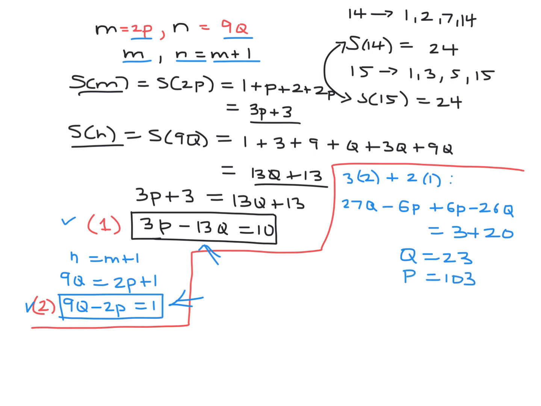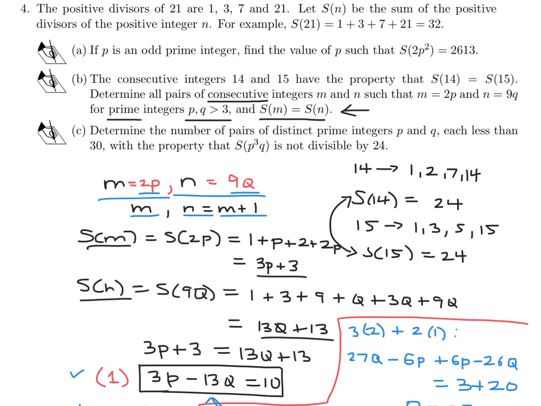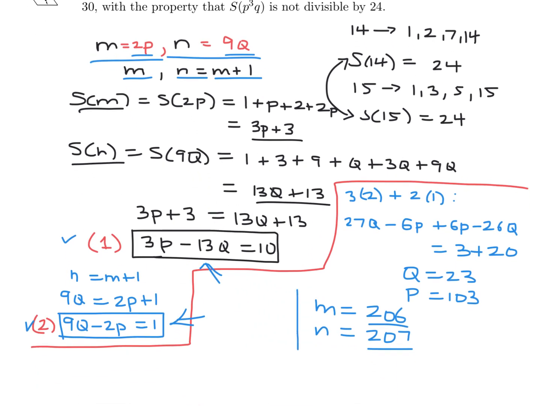Okay. And then let's figure out what m and n are. Well, m is equal to 2p, so 2p would be 206. And n is equal to 9q, so 9 times 23 is 207. Okay, those are consecutive. 206, 207 are consecutive. And what do they actually want? Determine all pairs of consecutive integers m and n. So they just wanted us to figure out m and n, and we did. We figured out that m is 206 and n is 207.